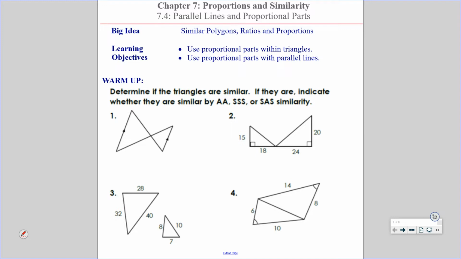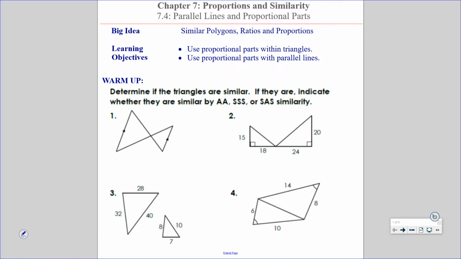Okay, as a review from 7.3, it's been a while. We can determine if triangles are similar if we can show that they have at least two congruent angles. That's angle, AA similarity. If we can show that their three sides all have the same scale factor or are proportional, or if we can show two sides are proportional and the included angle is congruent. Those are our three ways of determining if the triangles are similar.